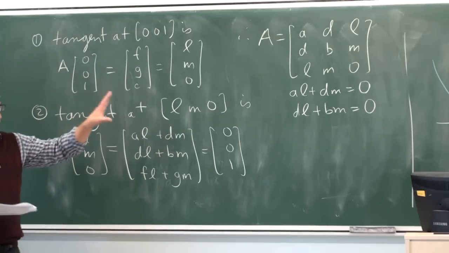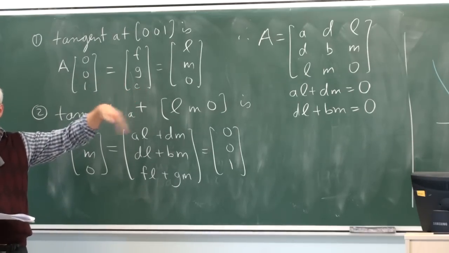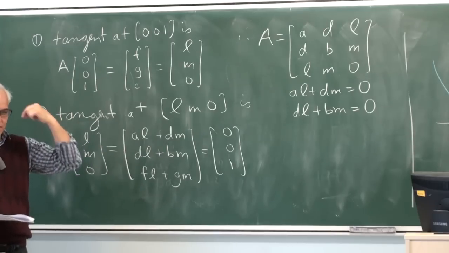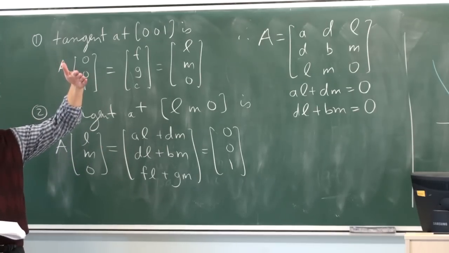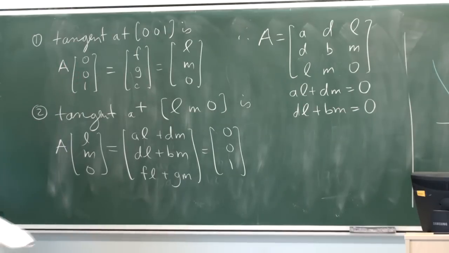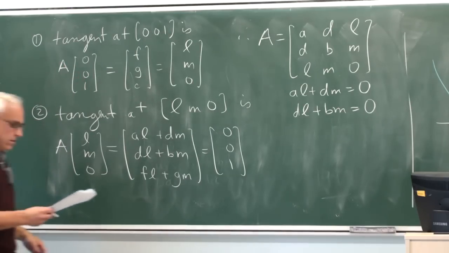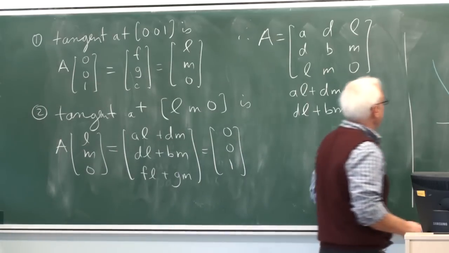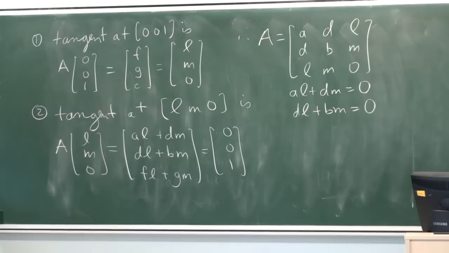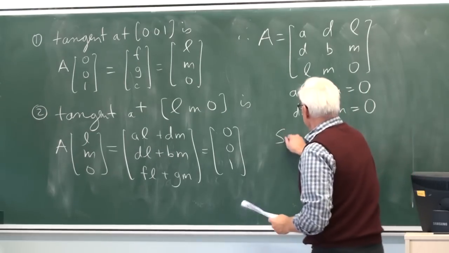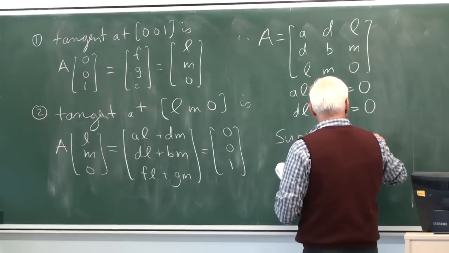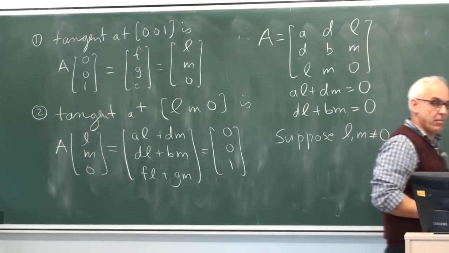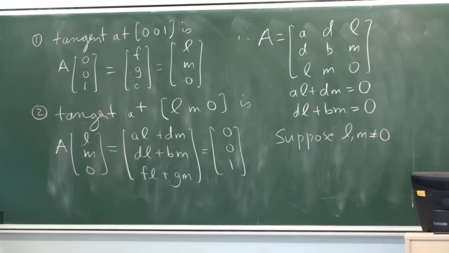So any matrix that has this form will represent a parabola which has a vertex at the origin and is tangent to the line at infinity. That's our definition of a parabola. Well, to make some additional computations, let's suppose that L, M are both non-zero, so that our tangent line is neither horizontal nor vertical.